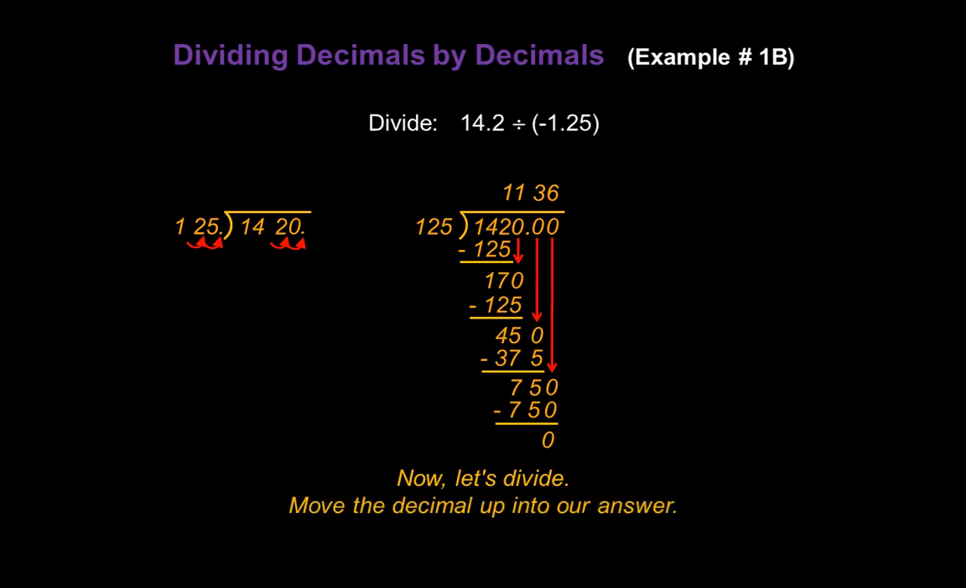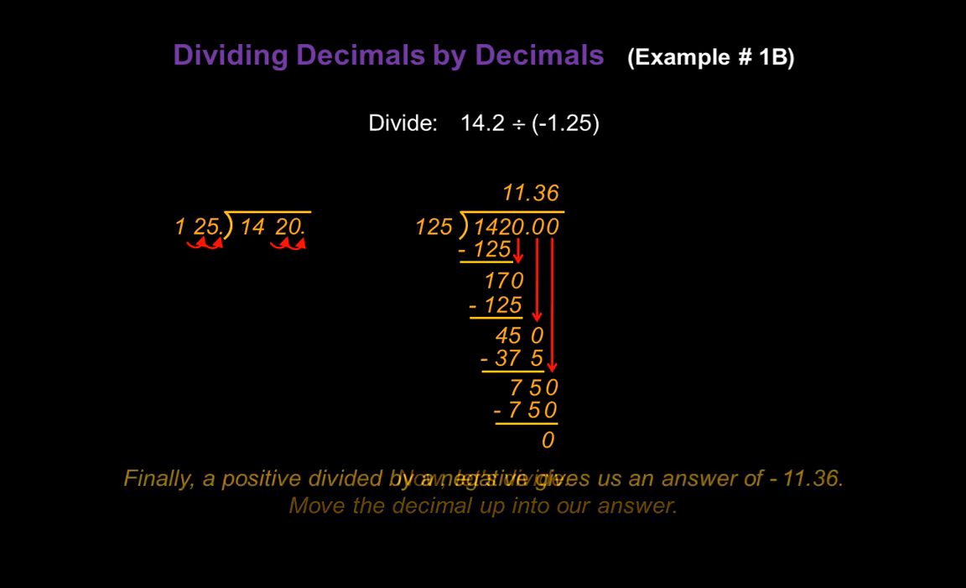So let's move the decimal inside the box straight up into our answer, and let's figure out the sign on our answer. A positive divided by a negative is a negative. So our answer is negative 11.36.